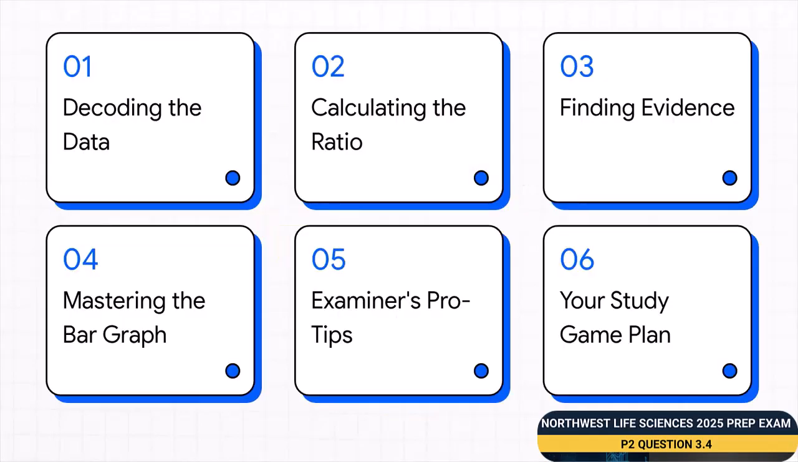So, here's our game plan. First, we'll decode what the data is actually saying. Then, we'll nail that ratio calculation and learn how to find the exact evidence you need. After that, we are going to build a perfect bar graph using a super simple checklist. I'll even share some pro tips from the examiners themselves, and we'll finish up with a solid game plan you can use for any data question.